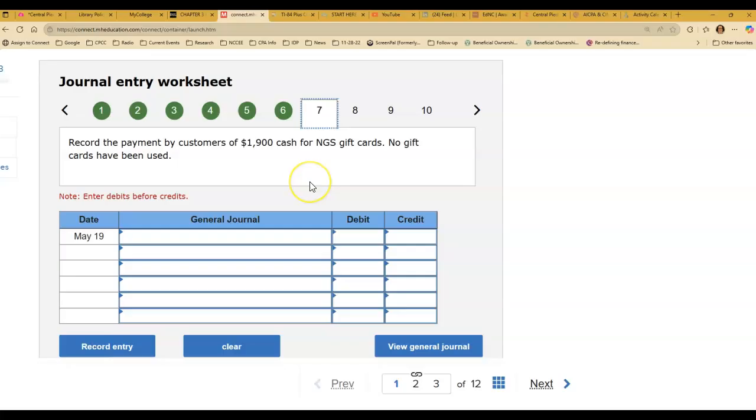All right, number 7. Record the payment by customers of $1,900 cash for Nicole's Getaway Spa gift cards. No gift cards have been used.